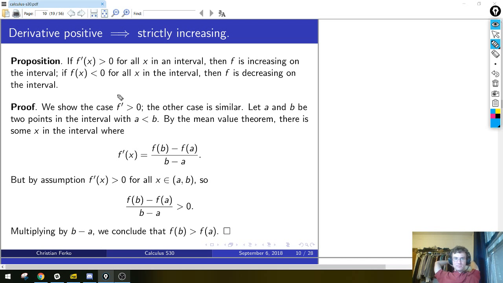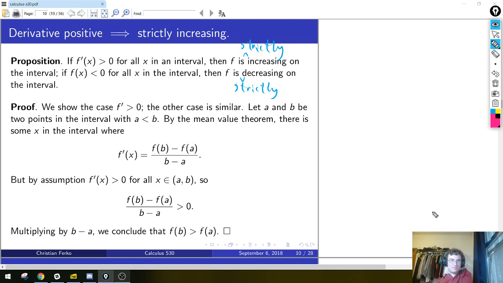Proposition. If f prime of x is greater than 0 for all x in an interval, then f is strictly increasing on the interval. If f prime of x is less than 0 for all x in the interval, then f is strictly decreasing on the interval. I'm glad that you caught my typos. Good. Go on. Proof. We show the case f prime is greater than 0. The other case is similar.